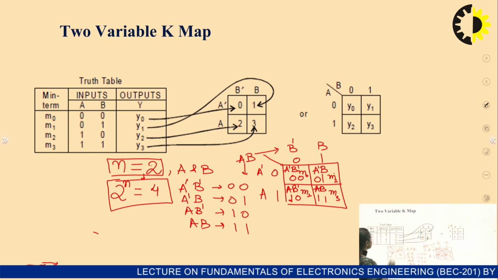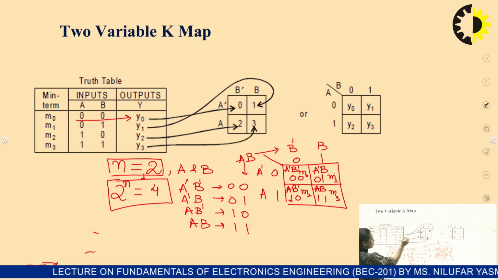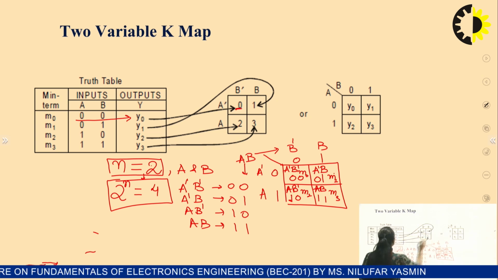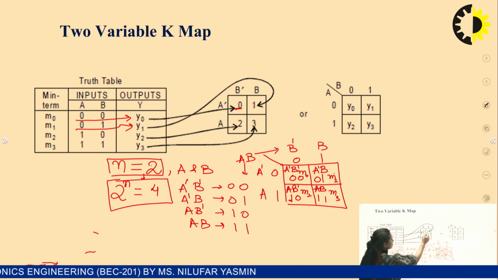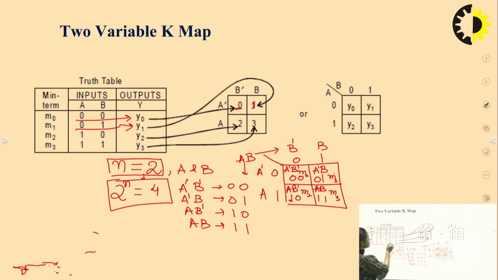And how are the positions defined? 0, 0 gives me 0, which is Y0. 0, 1 gives me 1, which is Y1. This should be the position, right? 1, 0 gives me Y2, which comes here and is named Y2, and 1, 1 is termed 3, which is Y3, which is 1, 1 or M3, right? So this is how we represent K-maps.